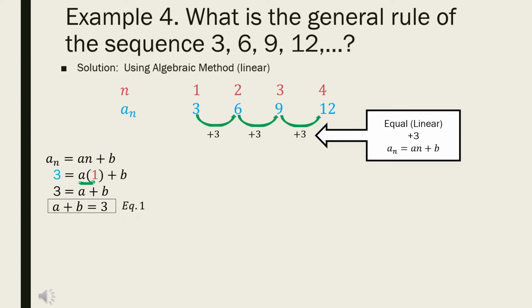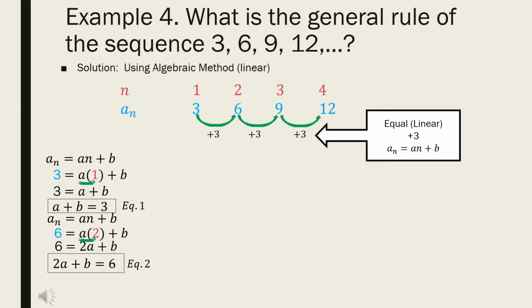Next would be finding another pair of n and a sub n. So let us try 2 and 6. Here, 6 is the value of our a sub n, and 2 is the value of our n. So we have 6 is equal to a times 2 plus b. Simplify: a times 2 is just 2a. So we have 6 is equal to 2a plus b. Then swap, by the property of equality. So we have 2a plus b is equal to 6, and that is our equation 2.